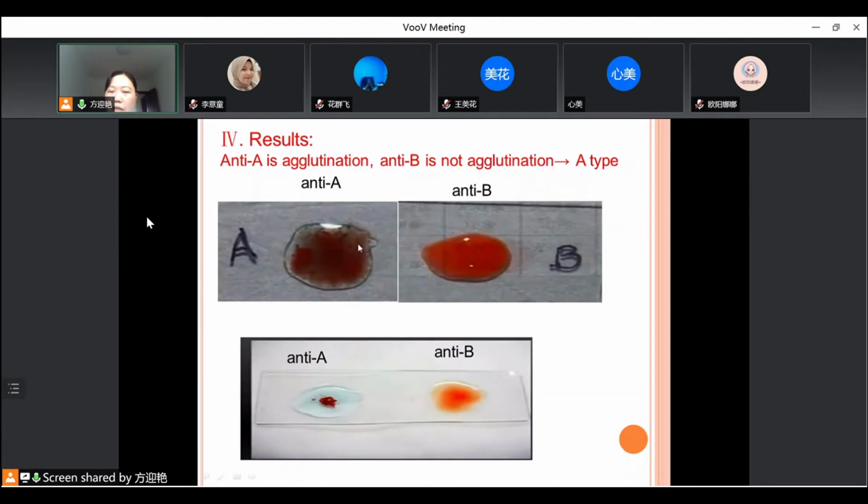Because granulation means that in this red blood cell there are A antigens, and also in this red blood cell there is no B antigen. It means that this blood group, in the ABO blood group system, is type A.